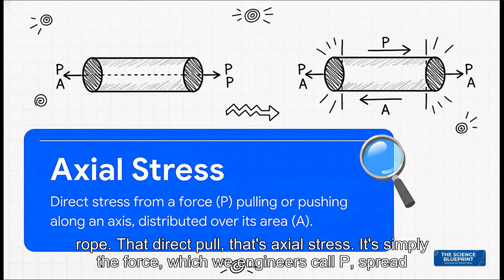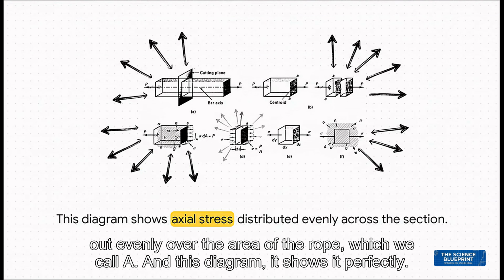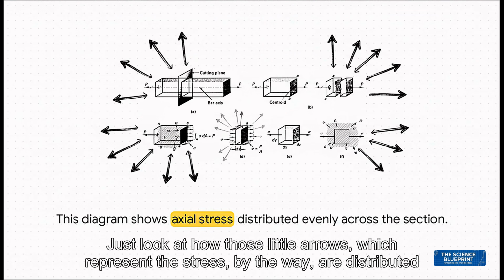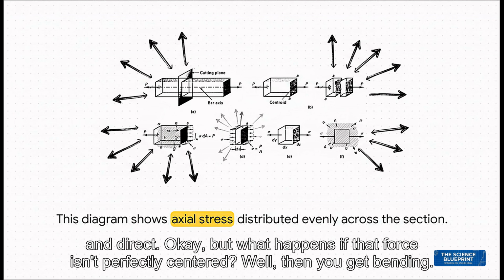It's simply the force, which we engineers call P, spread out evenly over the area of the rope, which we call A. And this diagram shows it perfectly. Just look at how those little arrows, which represent the stress, by the way, are distributed totally evenly across the surface. That right there is pure axial stress. Super simple, clean, and direct.